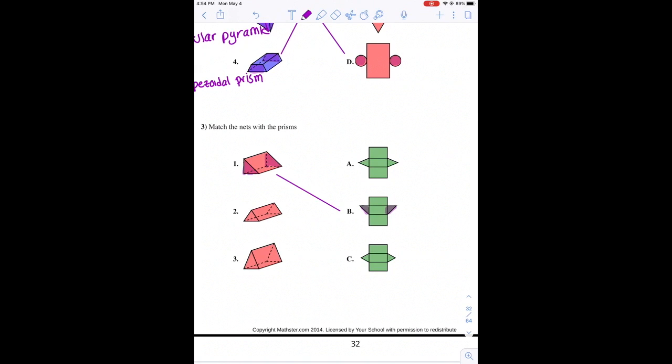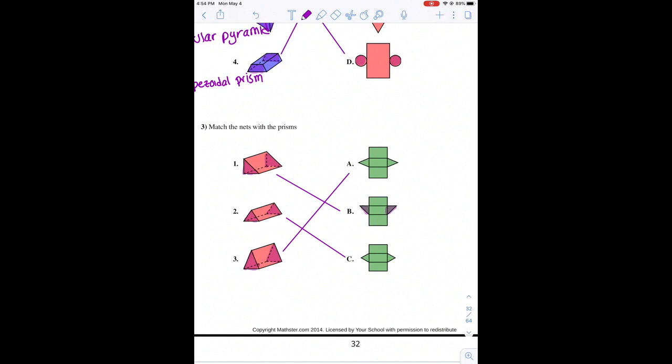Now 2 and 3 are very similar, but I see that 2 is probably equilateral. It's like a shorter triangle. And 3 has a taller triangle, probably an isosceles triangle. So 2 I think is going to go with C because that has shorter triangles on the end, and 3 and A have the longer triangles.